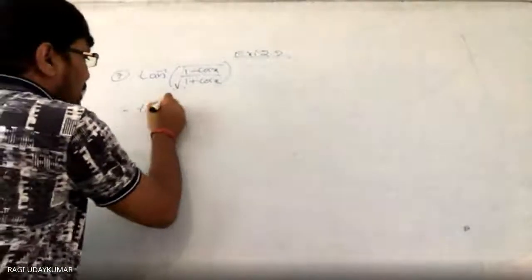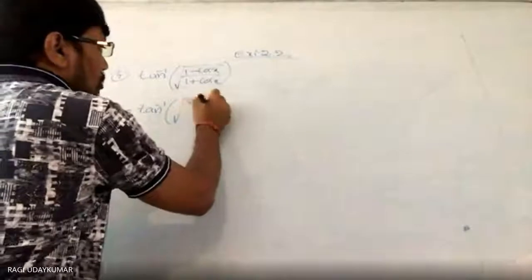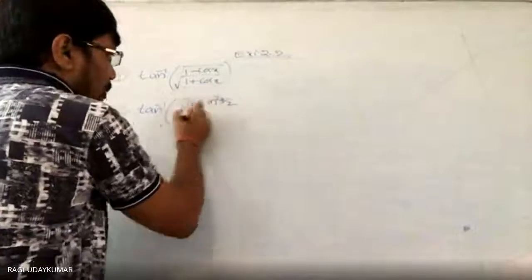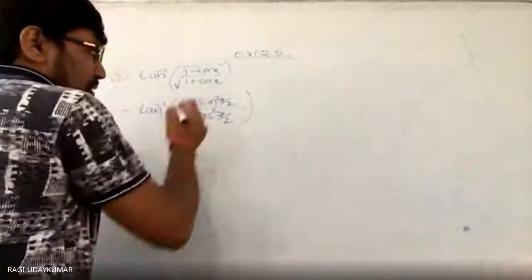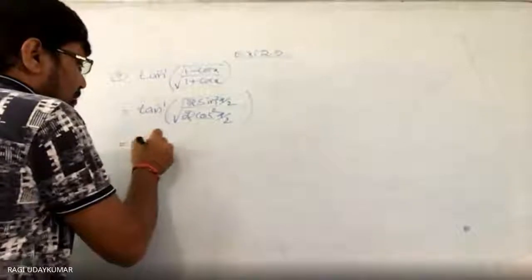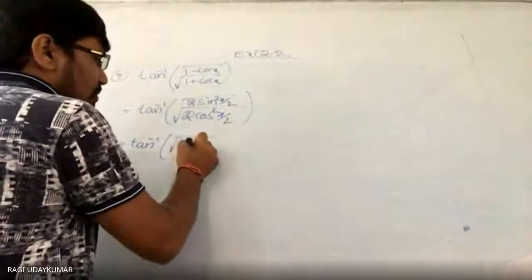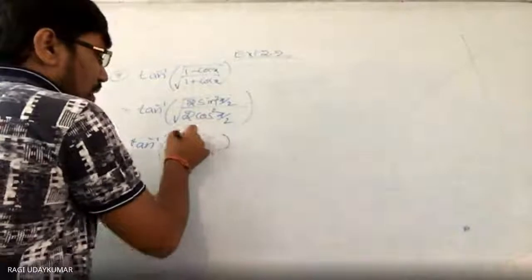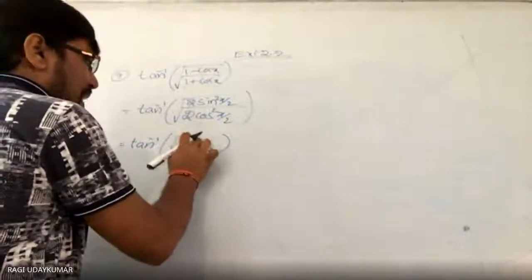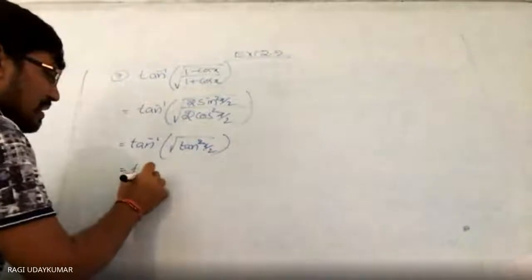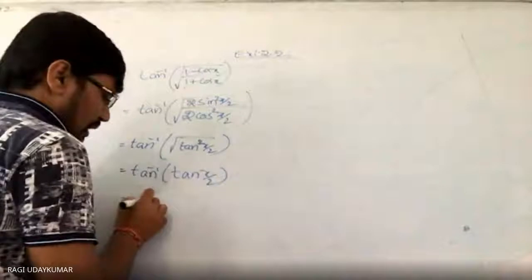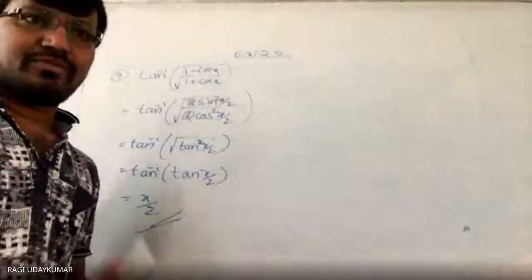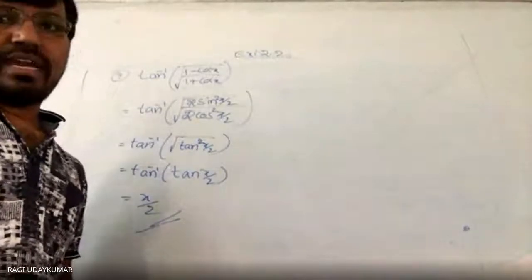Tan inverse of under root of 2 sin square x by 2 by 2 cos square x by 2. 2 will get cancelled, and you are going to get tan inverse of square root. Still square root should not be cancelled, but in the next step we will get tan inverse of tan x by 2, which is equal to x by 2. This is a very simple problem, and it is not necessary to explain, but for giving an idea, I have given it to you.